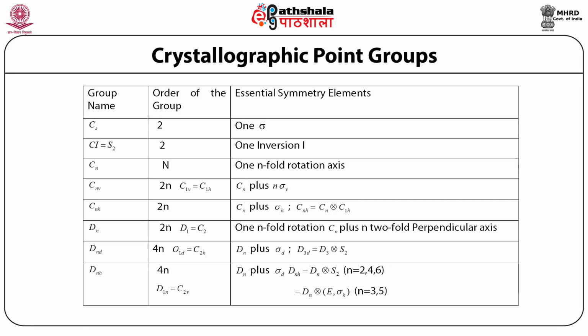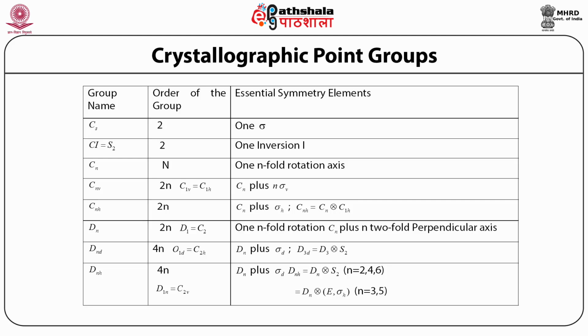Dn is the group whose order is 2n, and it has one n-fold rotation plus n two-fold perpendicular axes. And the group D1 is in fact identical to the group C2. The group Dnd has the symmetry operations which are the Dn plus a sigma d. So the number of elements of the group Dnd is 4n, and D1d in fact is equal to C2h, and D3d is obtained by the direct product of the group D3 with the group S2.